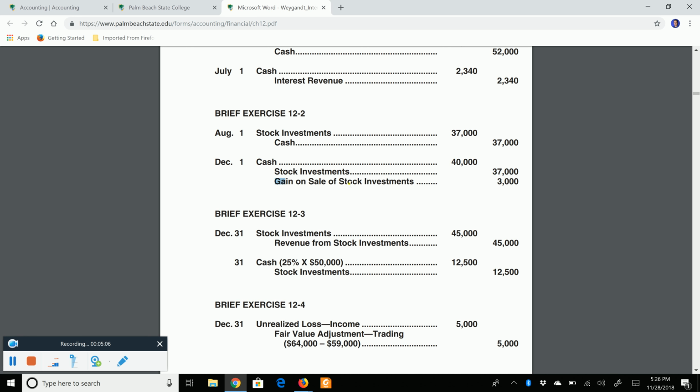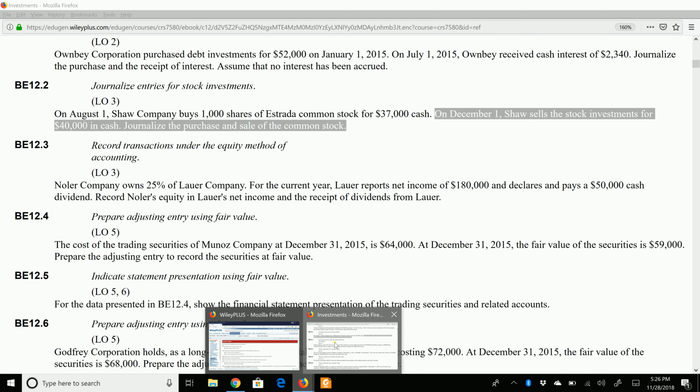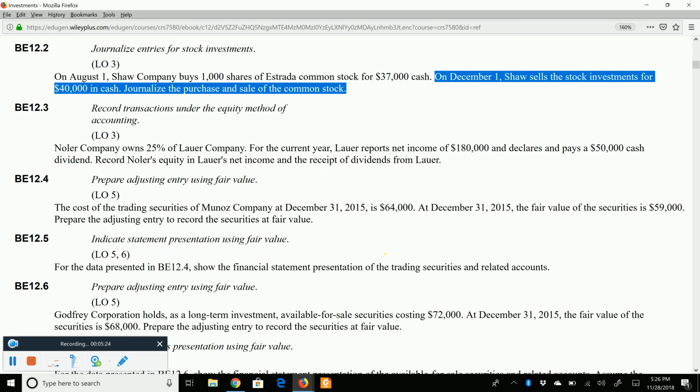In this case, it's a gain. Remember, gains are credits, just like revenues. If there was a missing debit here, that would have actually been a loss. And a loss works like an expense. All right, so that's a very nice couple of warm-up exercises.